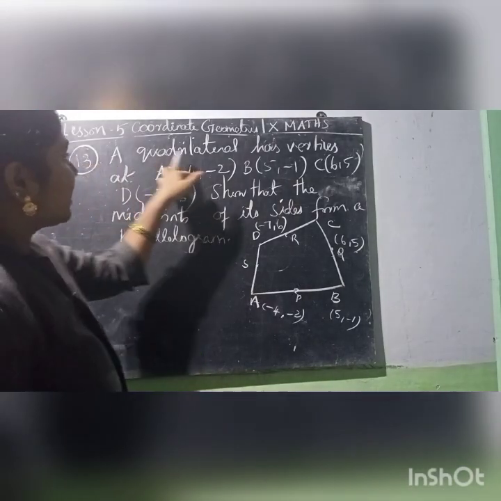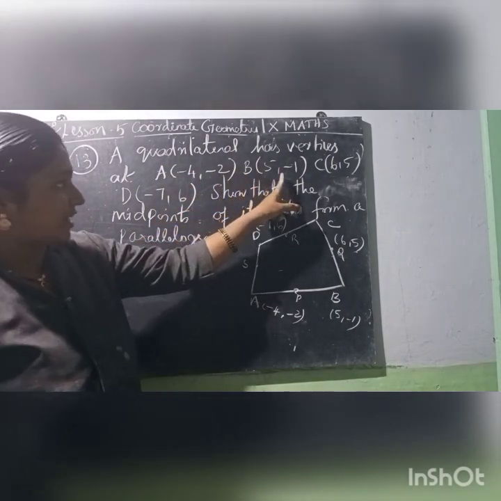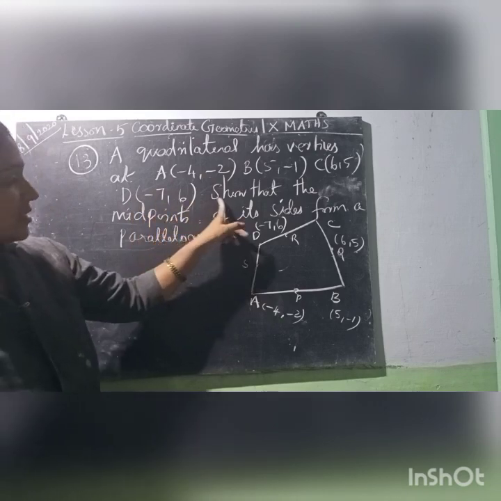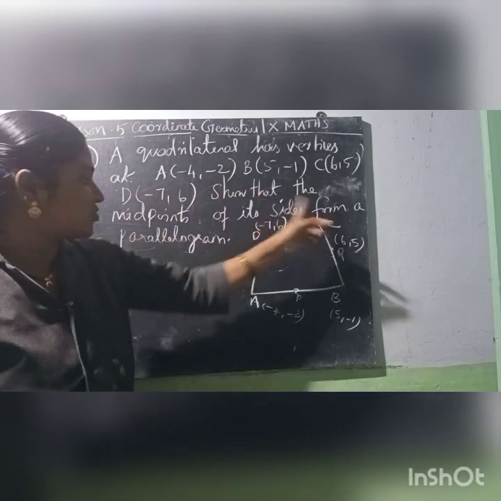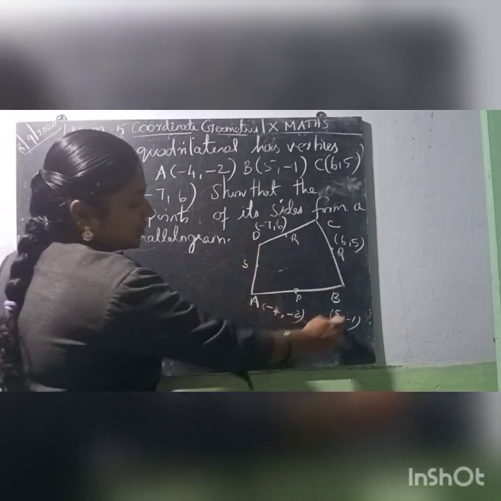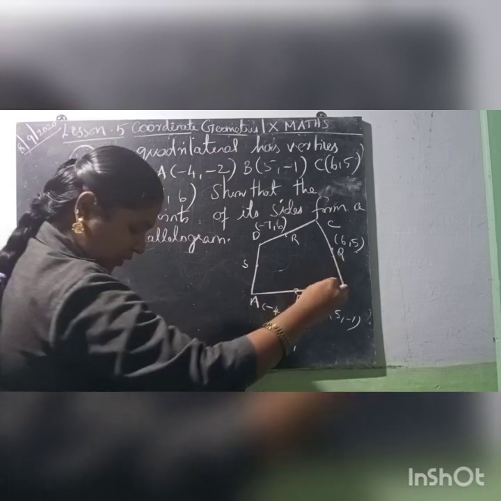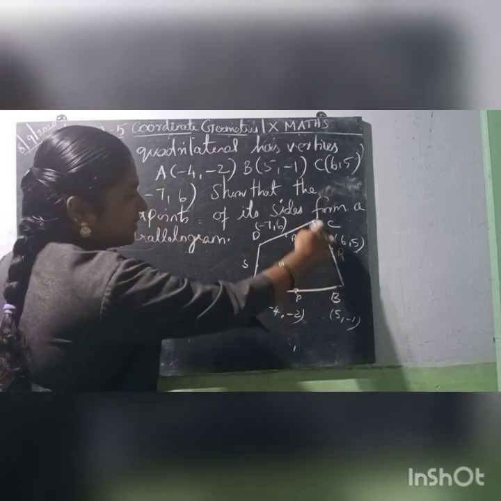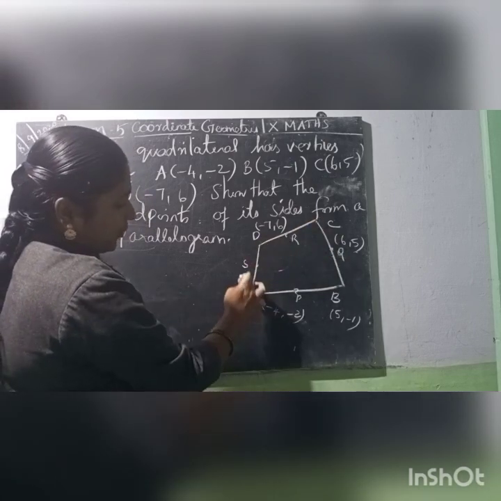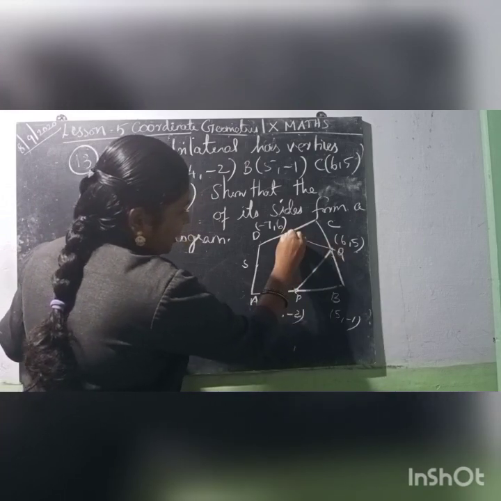Sum 13. A quadrilateral has vertices A(-4, -2), B(5, -1), C(6, 5), D(-7, 6). Show that the midpoints of its sides form a parallelogram. So ABCD is a quadrilateral. Note down the points, then note down the midpoints. AB midpoint is P, BC midpoint is Q, CD midpoint is R, AD midpoint is S. If you join the midpoints, we should get a parallelogram.